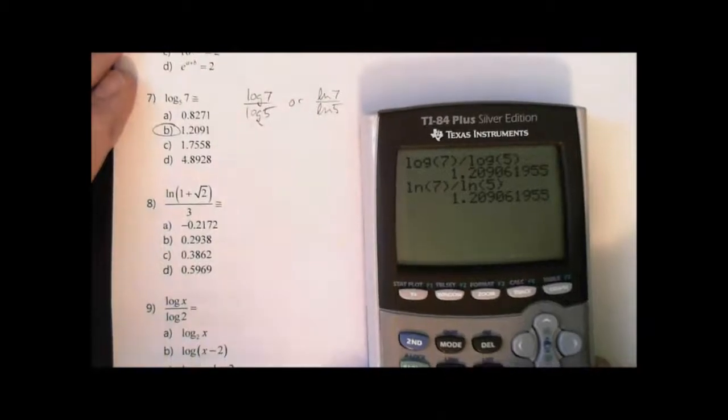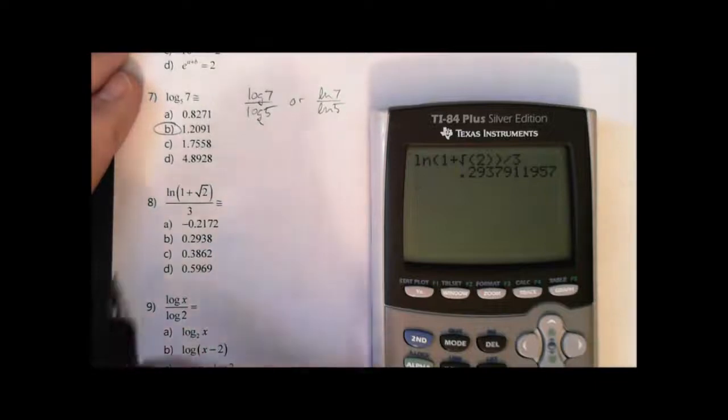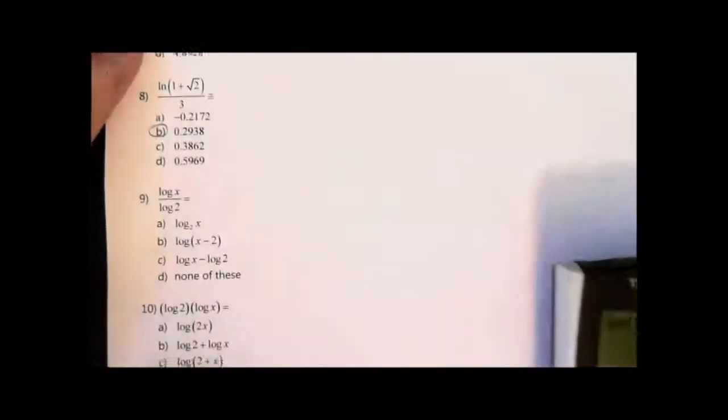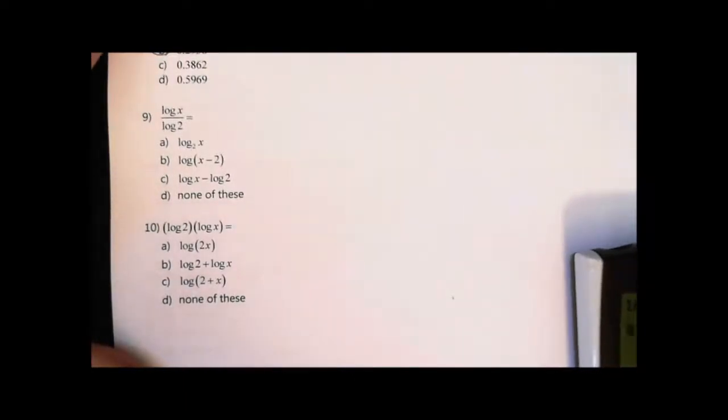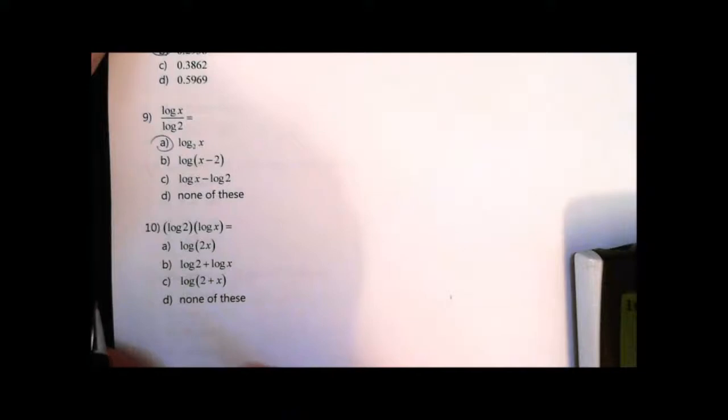This next one asks us just to evaluate an expression. It's fairly straightforward. The natural log of 1 plus the square root of 2, close the square root, close the natural log. That's my numerator, divided by 3. It's 0.2938 to the nearest 10,000th again. Now, number 9 asks us what the log of x over the log of 2 is. If you remember the change of base formula, this expression is the change of base.